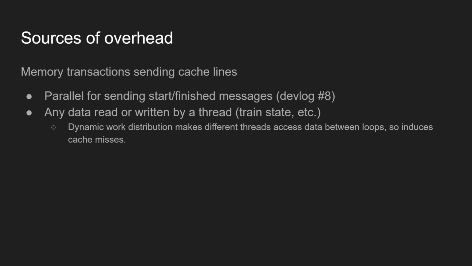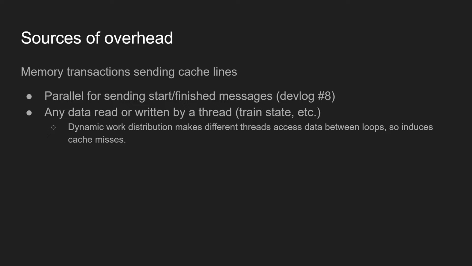Before I go into details of how I parallelize every step of the simulation, I want to talk about some generic sources of overhead. The main source of overhead is going to be from memory transactions that involve either sending the data in cache lines or the status of cache lines. Specifically, just the starting and stopping of a parallel for loop has a large amount of overhead associated with it. I made a rather in-depth video about that in devlog number 8, so if you'd like to learn more about it, please go check that out.